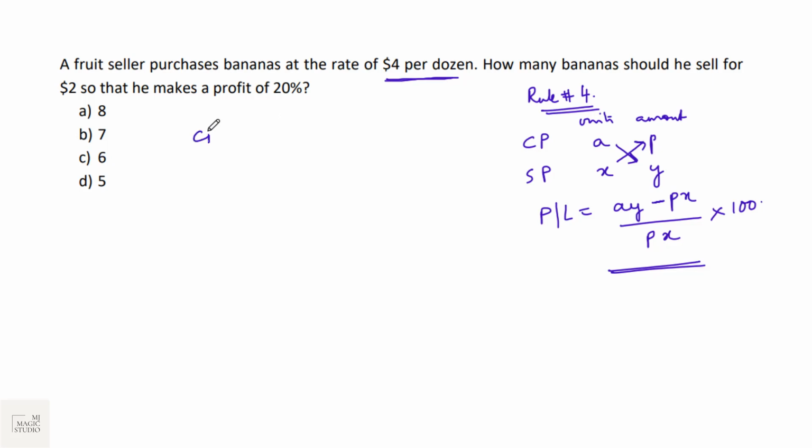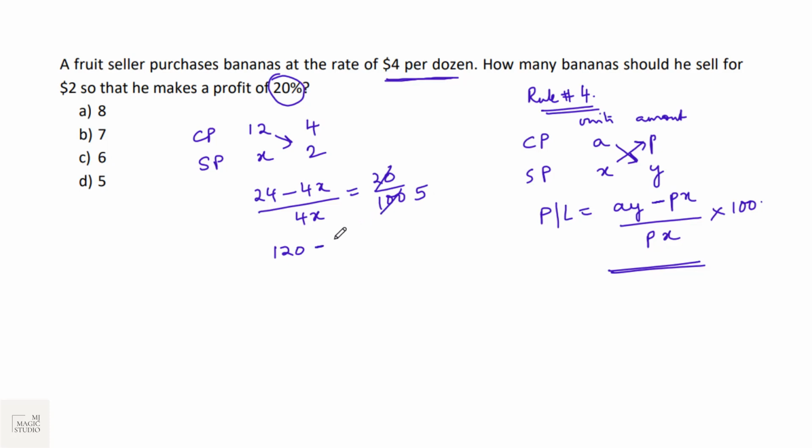So what is here? CP of 12 bananas is $4 and SP of, we don't know how many bananas, is $2. Then profit is given as 20%. Now this is the profit formula. AY 24 minus 4x by 4x should be equals to profit, that is 20 by 100. Gone 5 times. So 120 minus 20x is equals to 4x. X equals 120 by 24. That goes 5 times. So he should sell 5 bananas for $2 to make a profit of 20%.